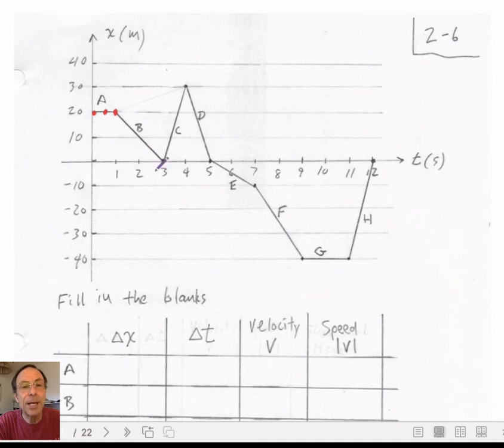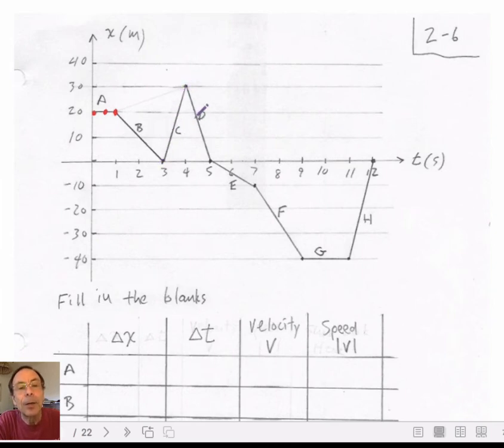Now, in time segment B, starting at 1 second, the slope is negative. It's downward. So that means that the robot is moving in the negative direction to the left. And then in time segment C, it's turned around. This is a positive slope. The robot is now going to the right. And not only that, but the slope is steeper than in B, so the speed is more.